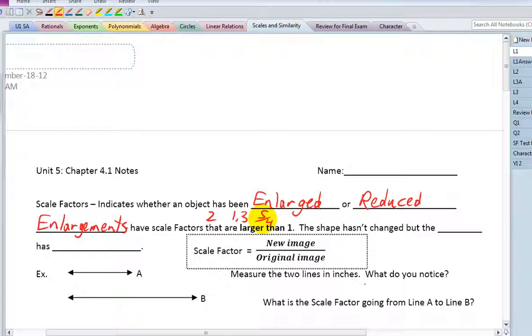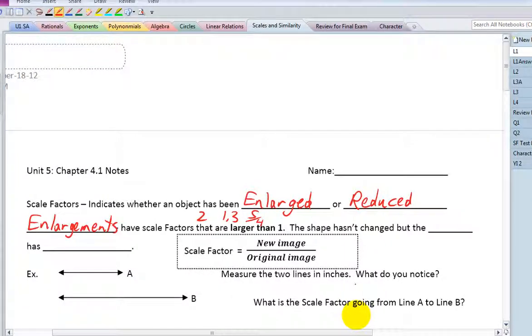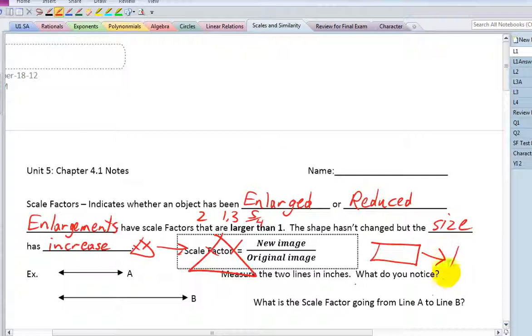Okay. What happens when we have scale factors or shapes that are large is that the shape hasn't changed, but the size has increased. So a triangle is still going to be a triangle, just larger. If it's an isosceles, it'll still continue to be an isosceles. Okay? If you have a rectangle, if you enlarge it, it'll just be a larger rectangle. It doesn't become a square.